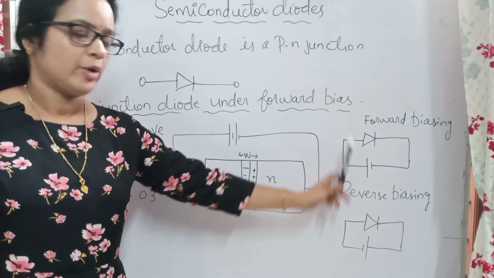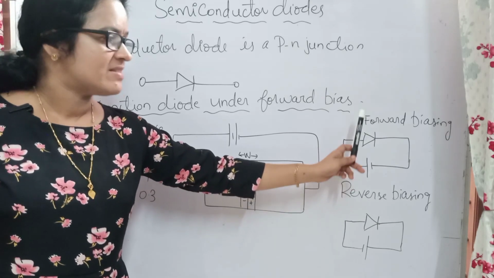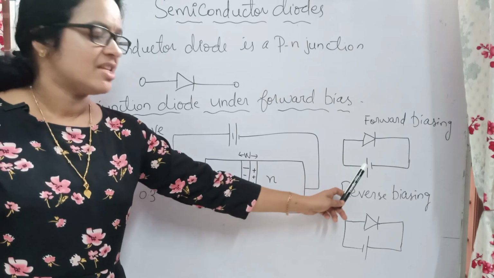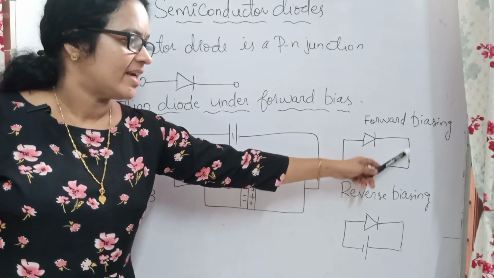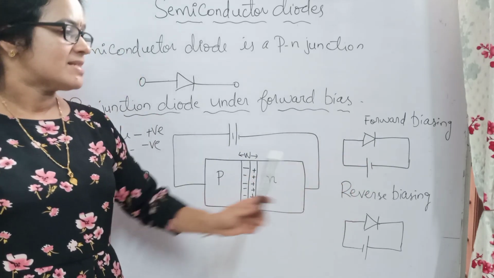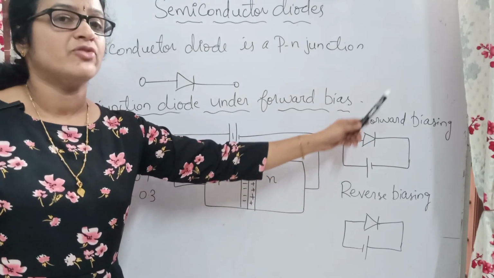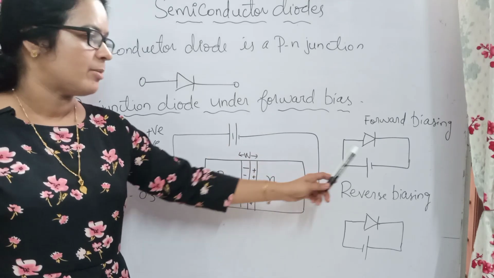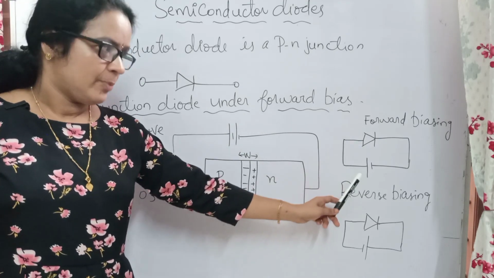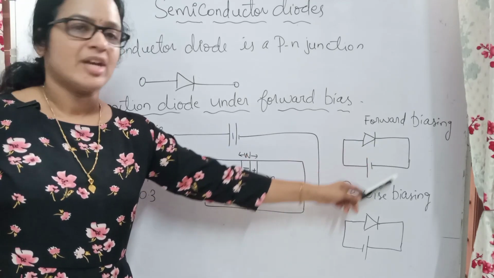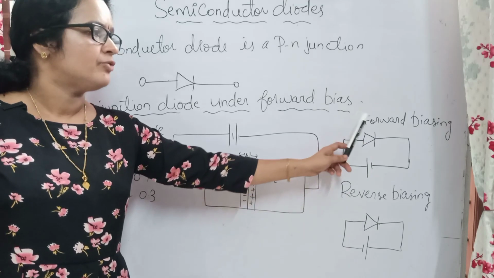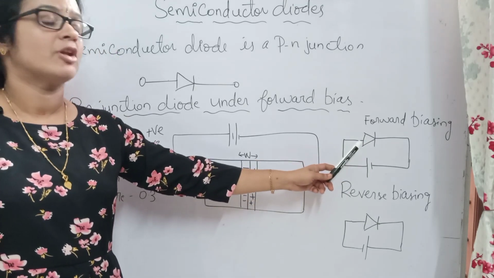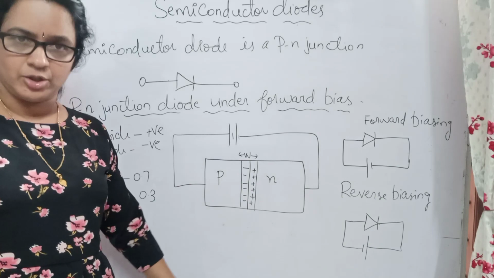diode, right? Semiconductor diode. Here this positive side is connected to positive of the cell and negative side is connected to negative of the cell. Such a biasing is called forward biasing. So P to P and N to N, like that you have to remember, because positive to positive and negative to negative, right? So this is called forward biasing. In such a case there will be current flowing in the circuit.